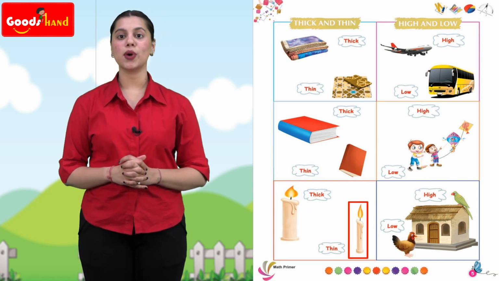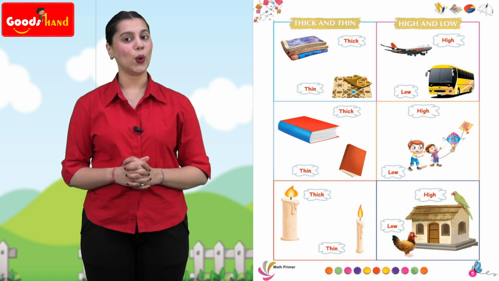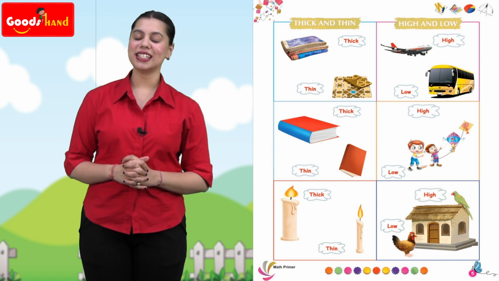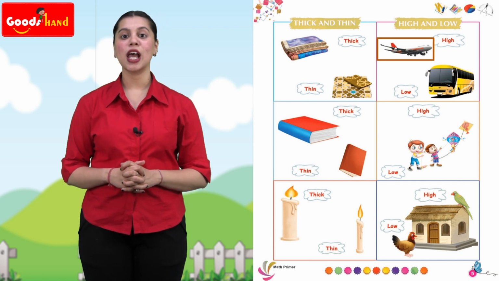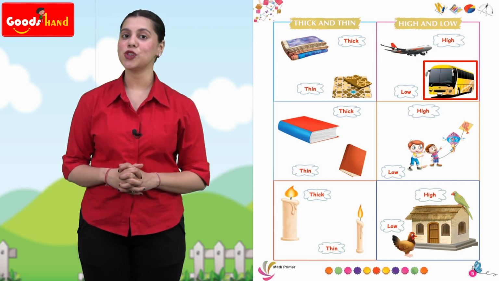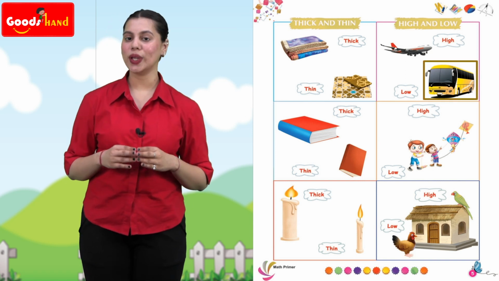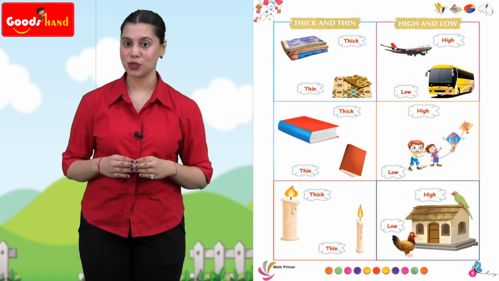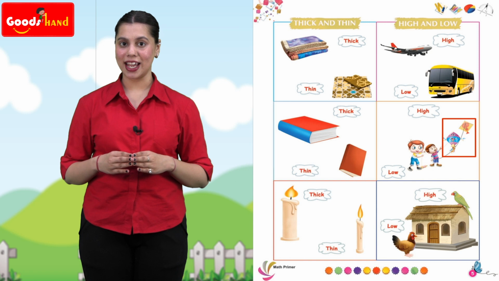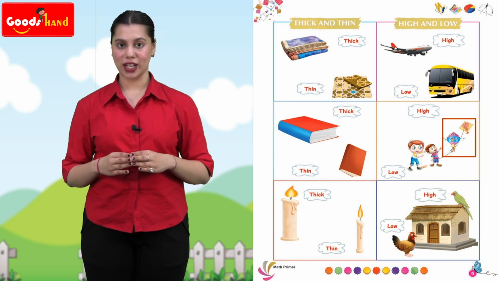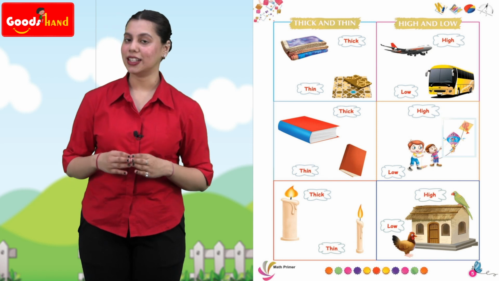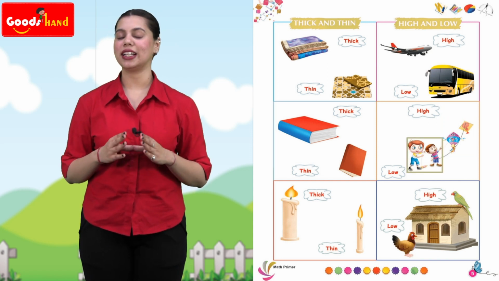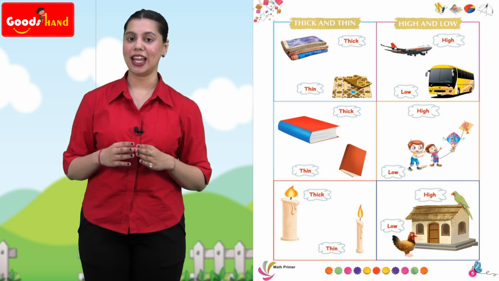Now we will move forward with the high and the low. Airplane flies in the sky, which is the high, and the bus is low because it runs on the land. Now we can see the image. In the first one, the kid is flying higher than the other kid. Then the small kid is flying lower than the other kid. Then we can clearly see the difference between high and low.